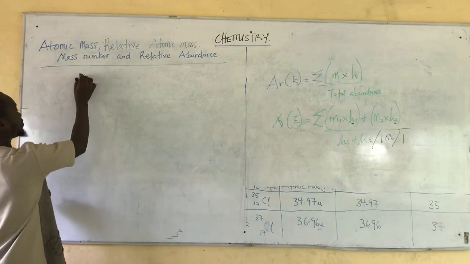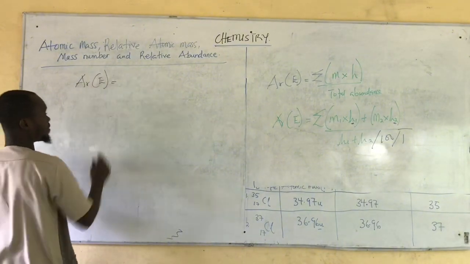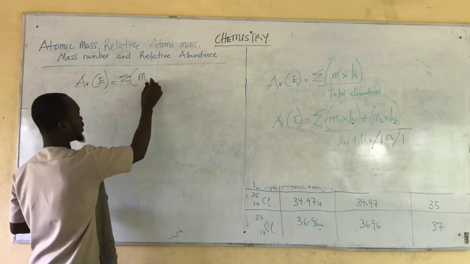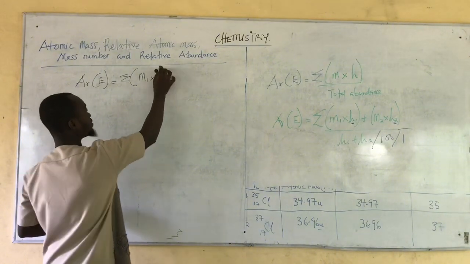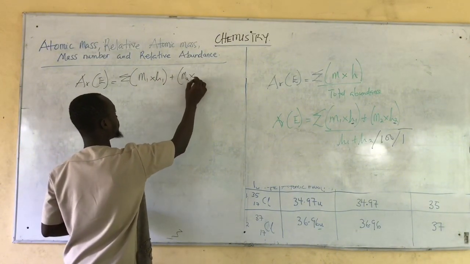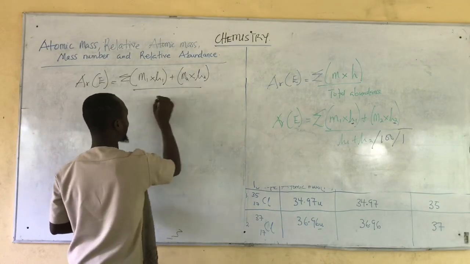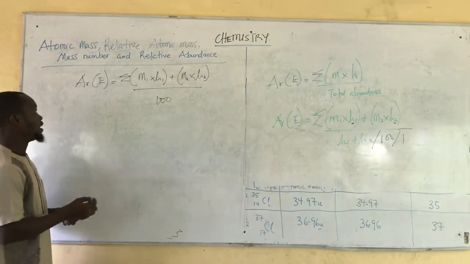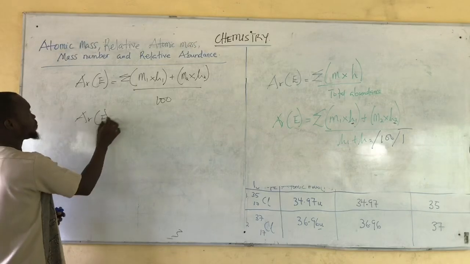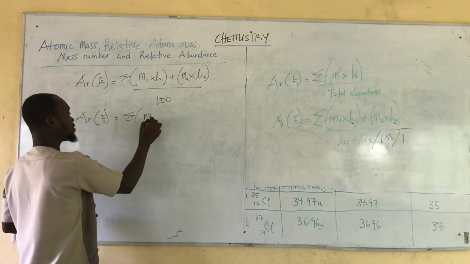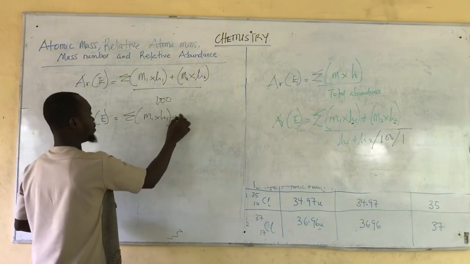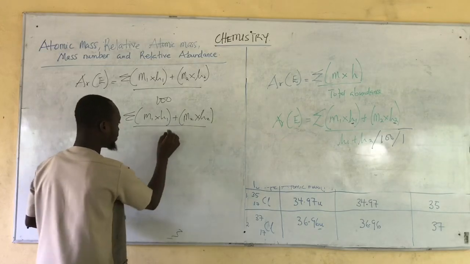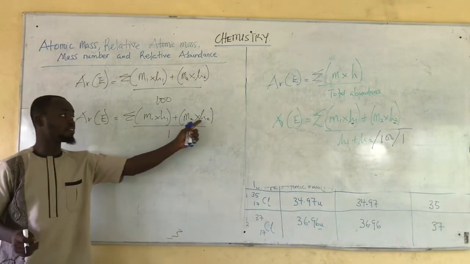So if it is expressed in terms of percentage, then the relative atomic mass of the element is the mass of the first isotope times its abundance in percentage plus the mass of the second isotope times its abundance in percentage, all divided by 100. Is that okay? Now, if it is expressed in the form of a fraction, then it becomes the mass times the abundance in fraction plus the mass of the second isotope times the abundance in fraction as well, all divided by 1.